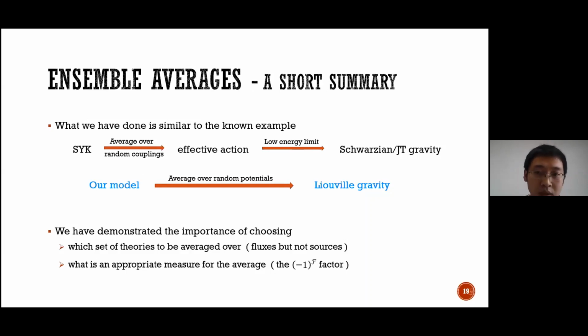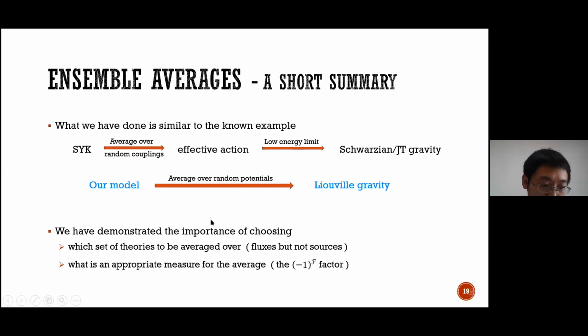So let's do a quick summary of what we have done. Essentially, what we have done here is roughly parallel to the SYK example, where you start from the SYK model that had some random couplings inside, and you average over the random couplings to get an effective action in terms of the G and sigma bilocal fields. And then you can take a further Schwarzian limit to get a Schwarzian effective action, which is shown to be dual to JT gravity. Now, what we are doing is a simple model with only some random sources, and we average over these random potentials or random sources, and then we will land on something that looks like Liouville gravity. So this is in parallel to the SYK.